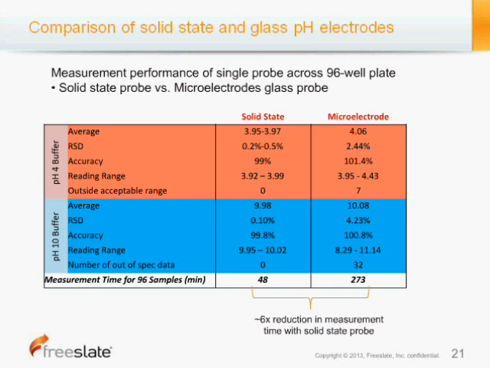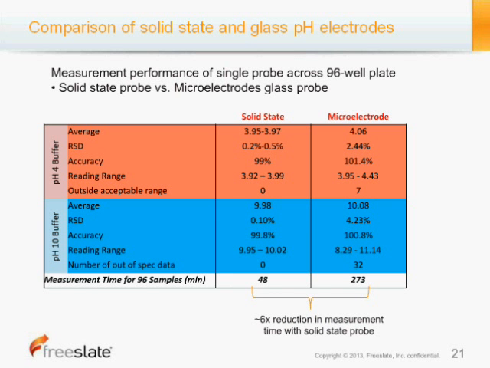Here you can see the results of that comparison. You can see that the average pH measured with both the solid-state and glass microelectrode are very similar, but the reproducibility of the pH 4 buffer is much better with the solid-state electrode versus the microelectrode. And also the number of readings that were outside the acceptable range is much lower with the solid-state electrode than with the glass electrode.